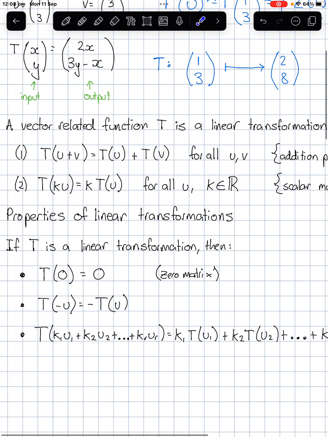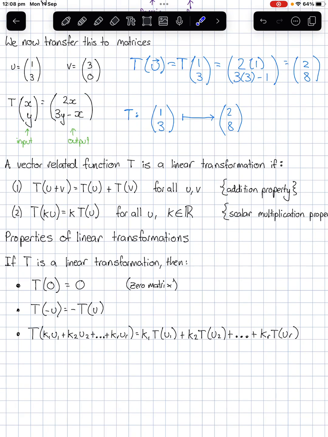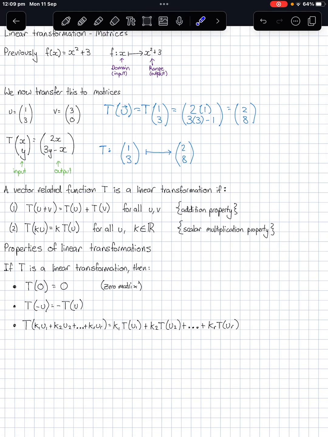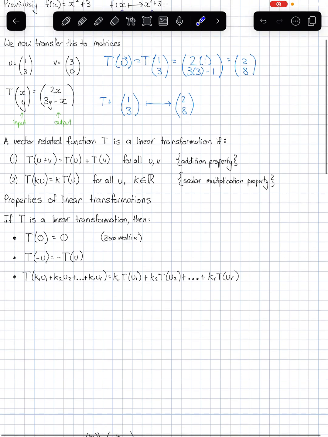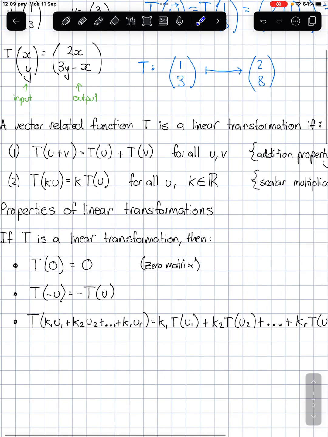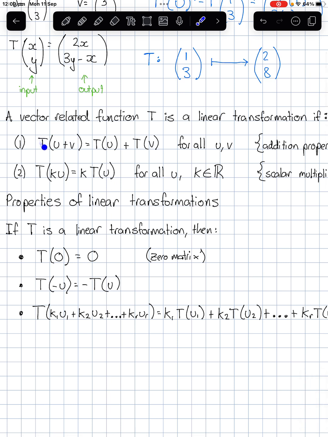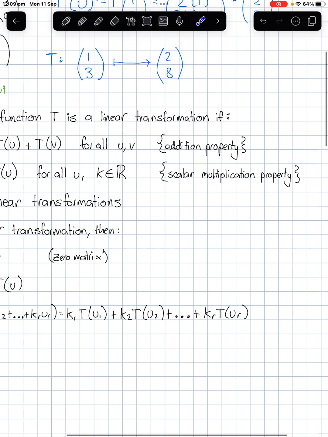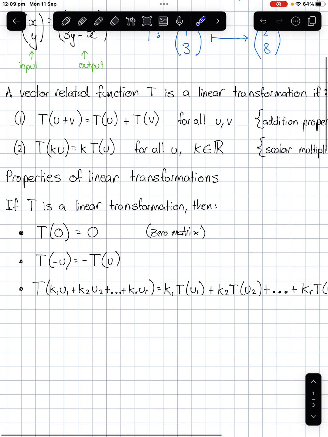So let's jump down to some definitions. A vector-related function T, like the one we've done up here, is a linear transformation if it satisfies these definitions. First, if we put 2 matrices added together in the function, it equals the 2 matrices put in the function by themselves then added together. That's the addition property. The other one is if we multiply our matrix by a scalar constant, then put it in the function, it should still come out as the same thing multiplied by the scalar constant.